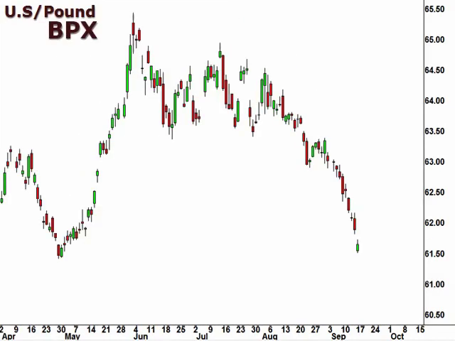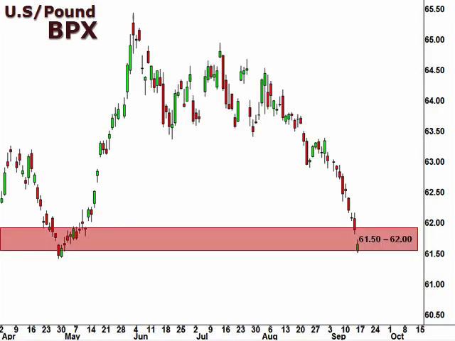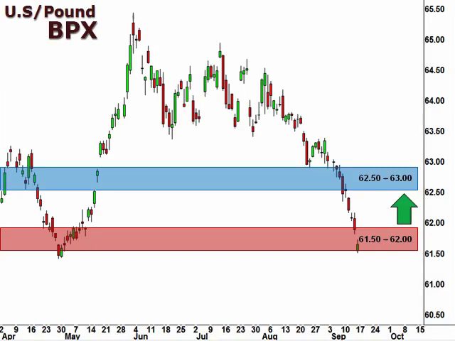Let's take a look at the BPX, the US dollar versus the British pound. Well, the BPX is testing an important support level at 61.5 after losing considerable ground. We expect a bounce that could retrace as high as the 62.5-63 focal zone this week.